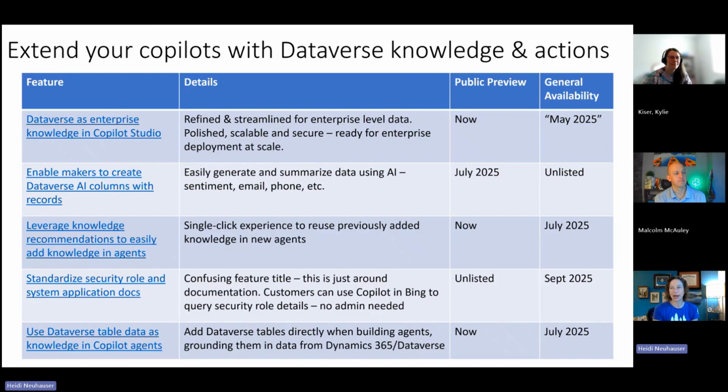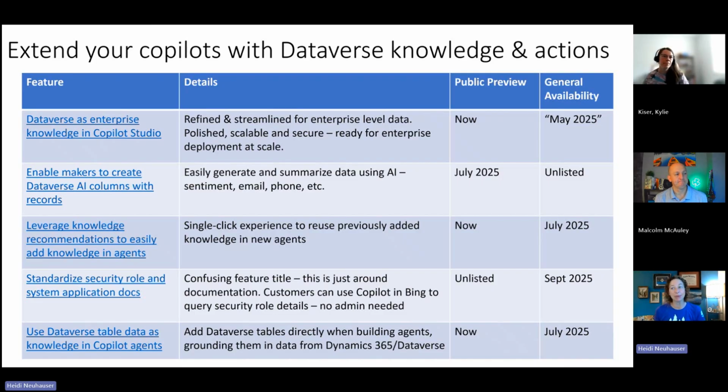First, Dataverse as an enterprise knowledge source in Copilot Studio. Now, when I first read this, I thought, isn't Dataverse a knowledge source already in Copilot Studio? So the focus here, the big change with this, is the word enterprise. So these are quotes, refined and streamlined for enterprise data. So this is mainly just looking at your ability to scale this on a large, safe, secure enterprise level. General availability is listed for May. Here we are in July. It's still not GA, so this one is held up. Maybe it'll get bundled in with Release Wave 2, and we'll talk about it again in a few months.